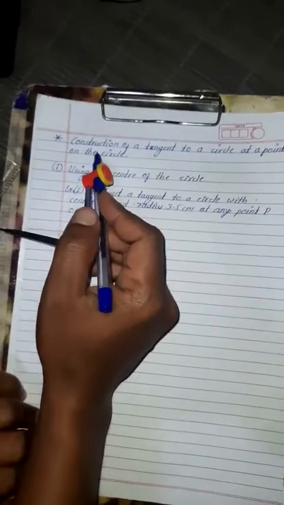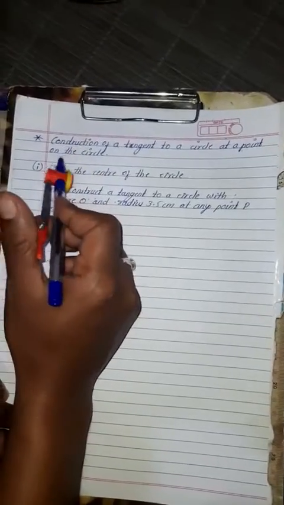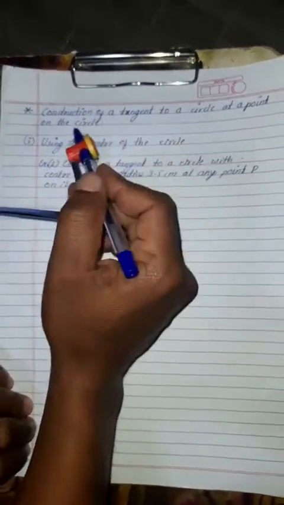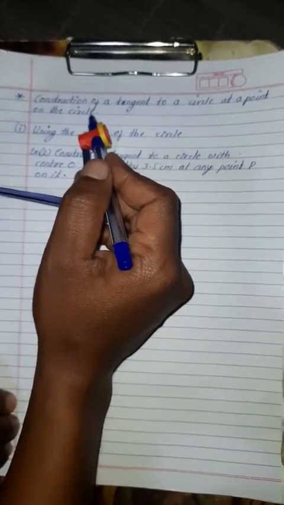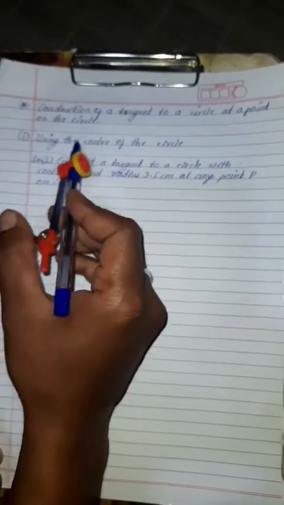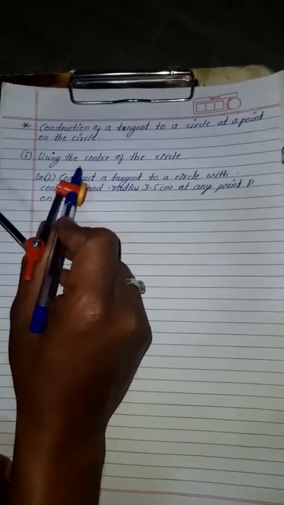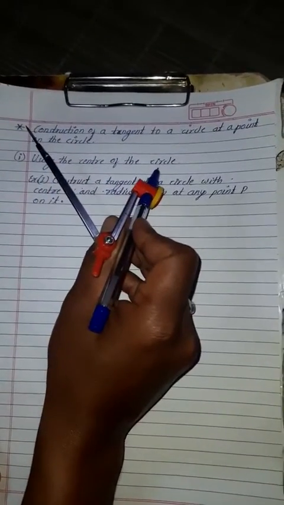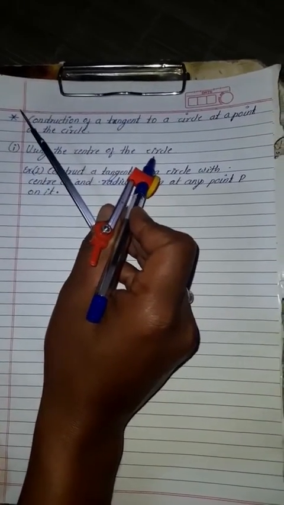Okay, students, today we are going to see the next point, that is construction of tangent to a circle at any point on the circle. Now here we are going to see 3 points. So in the first point we are going to see how to construct the tangent to a circle using the center of the circle.